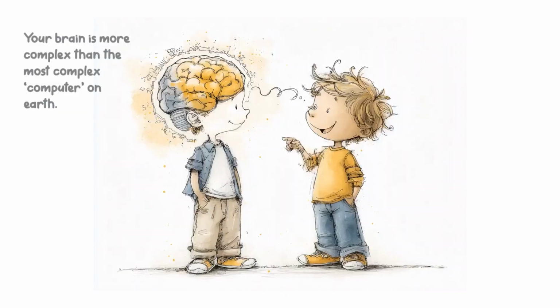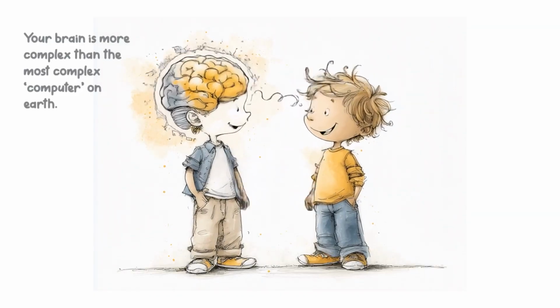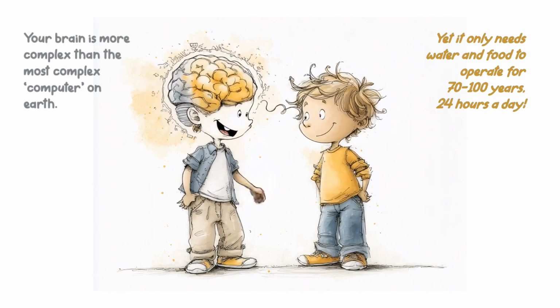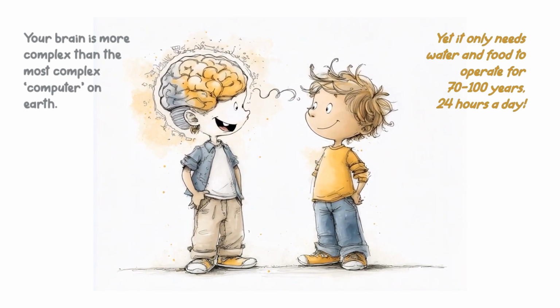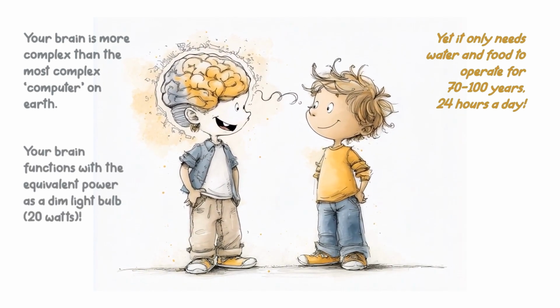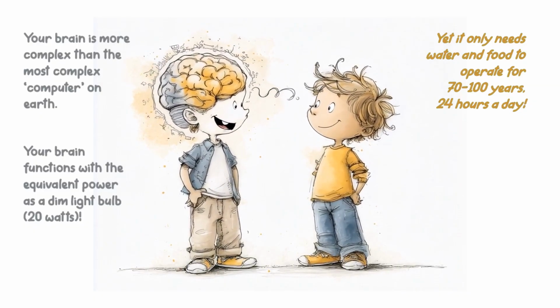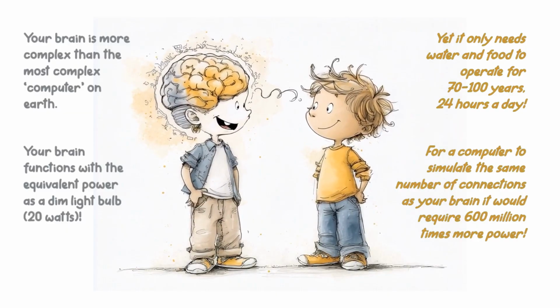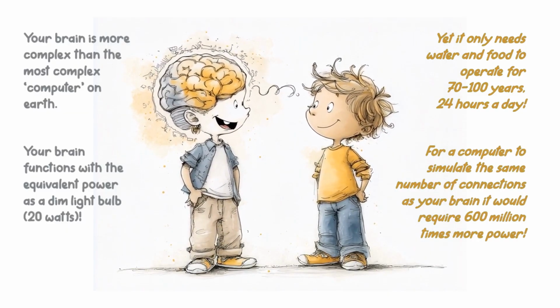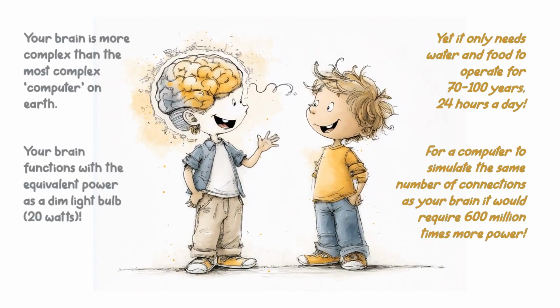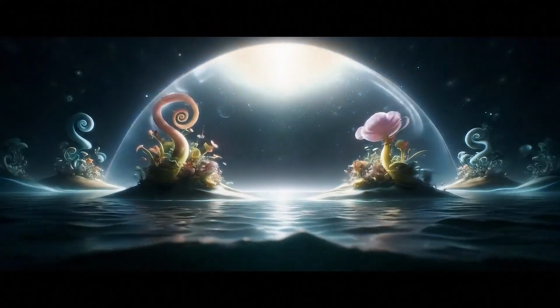Now, let me tell you just a tiny bit about your brain. Your brain is more complex than the most complex computer on earth, yet it only needs water and food to operate for 70 to 100 years, 24 hours a day. And your brain functions with the equivalent power of a dim light globe, about 20 watts. For a computer to simulate the same number of connections as your brain, it would require something like 600 million times more power.